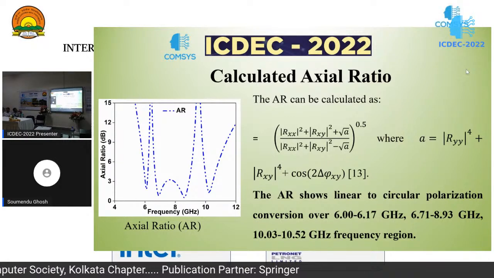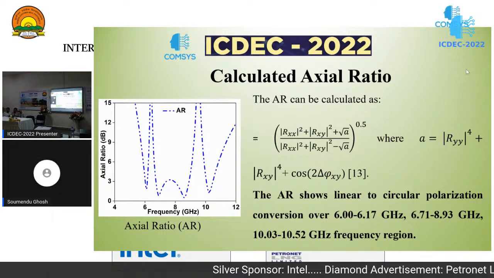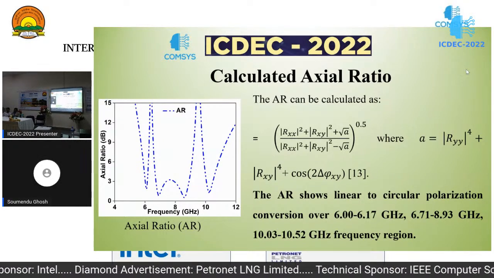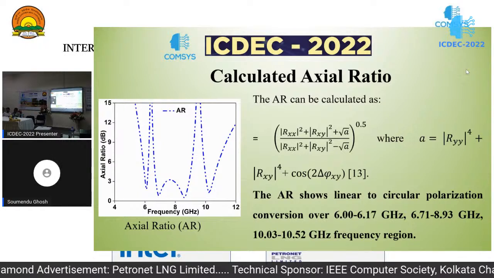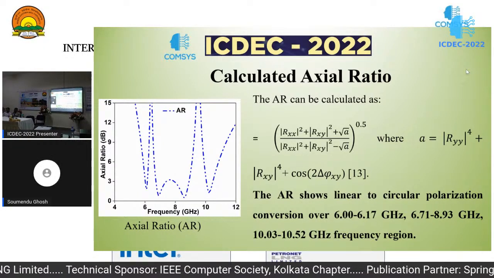And with that calculated polarization conversion and axial ratio performance, we can say that this polarization converter can act as a multifunction polarization converter, because it simultaneously converts linear to linear polarization as well as linear to circular polarization, based on the polarization conversion ratio and axial ratio performance.